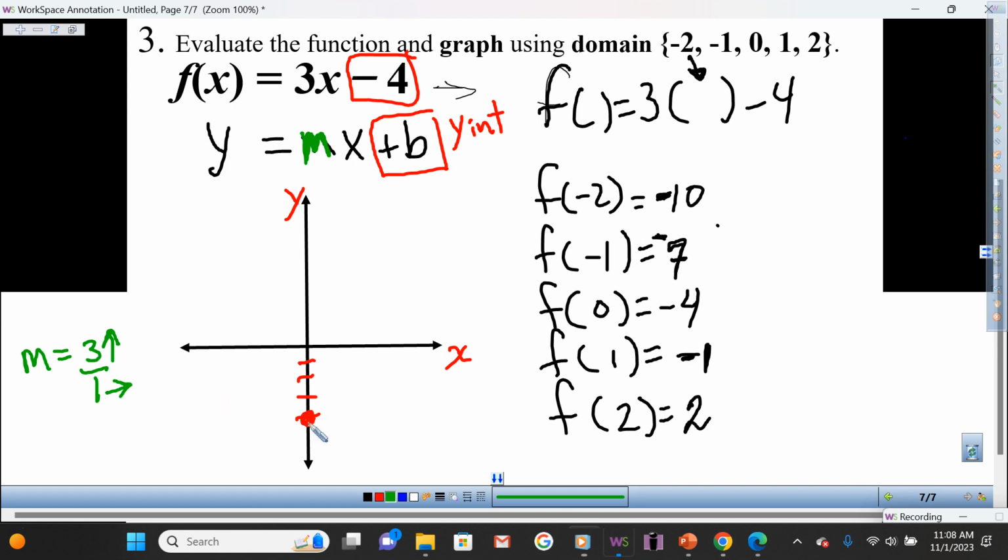So starting at the y-intercept, we go 1, 2, 3, and 1 to the right. 1, 2, 3, and 1 to the right. And that's how you graph your line.